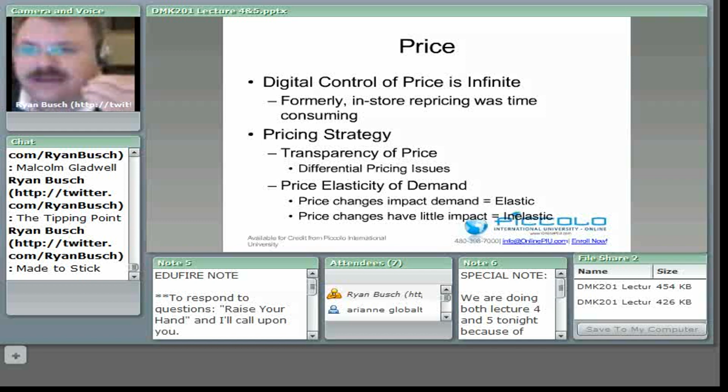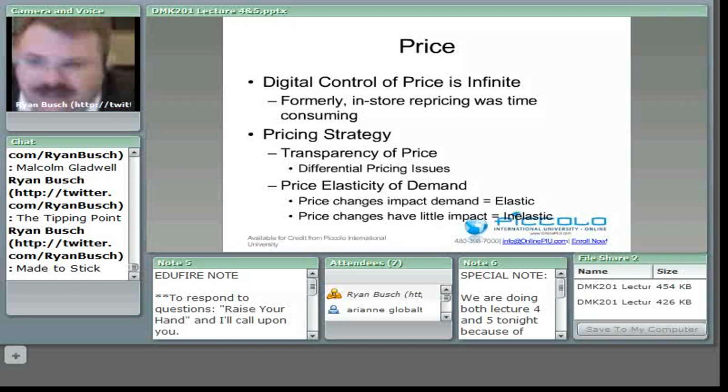If I make modifications to my price and see very little movement in the demand for it, I raise my price, not much happens to how many people purchase it. I lower my price, purchases stay about the same. I would call the price inelastic.